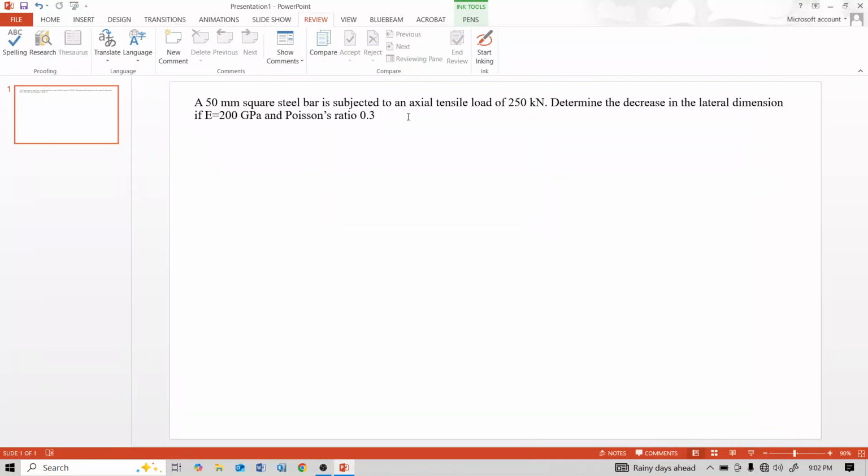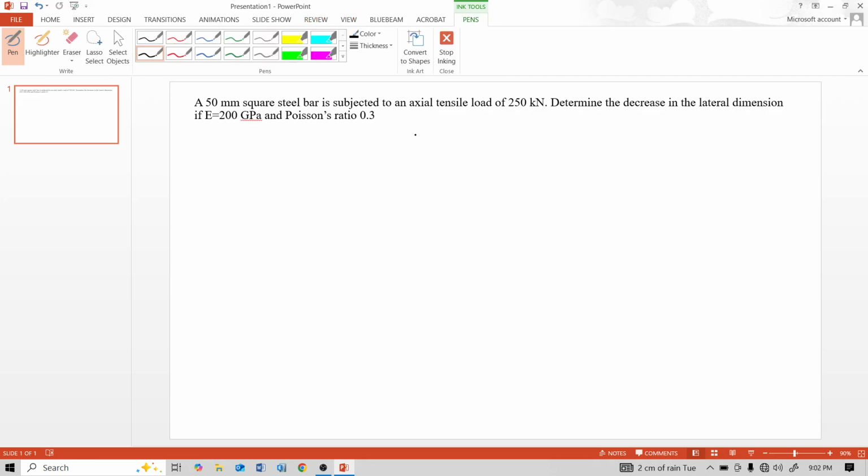Today's numerical is a 50 square bar is subjected to an axial tensile load of 250 kilonewton. Determine the decrease in the lateral dimension if Young's modulus is equal to 200 gigapascal and Poisson's ratio is 0.3. Now first understand the question. Understanding the question is the first step and it is a very important step.